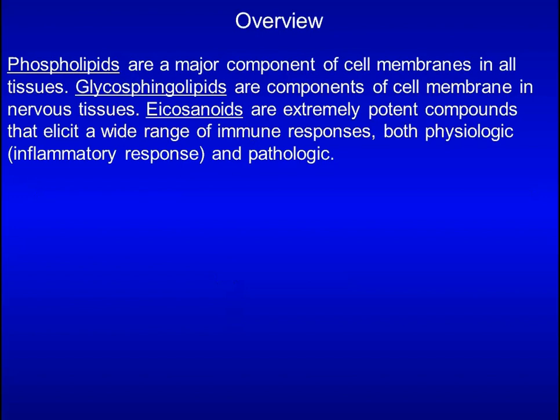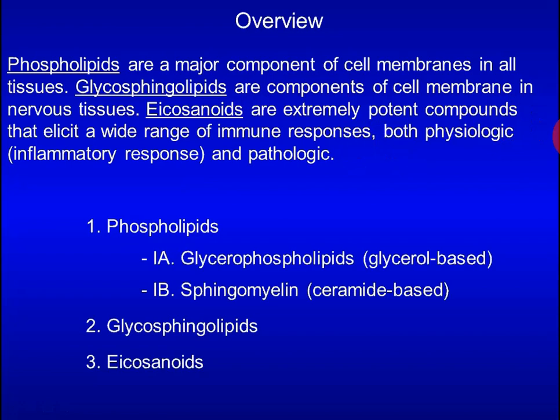Phospholipids and glycosphingolipids are components of the cell membrane. Eicosanoids are extremely potent compounds that elicit a wide range of immune responses. These are complex lipids. Today, we will cover these complex lipids in 3 parts. First, we will start with phospholipids.